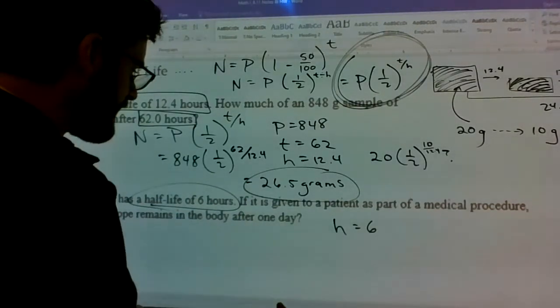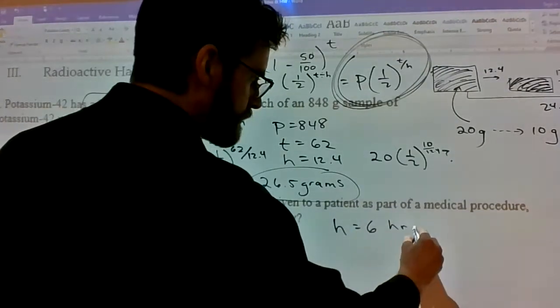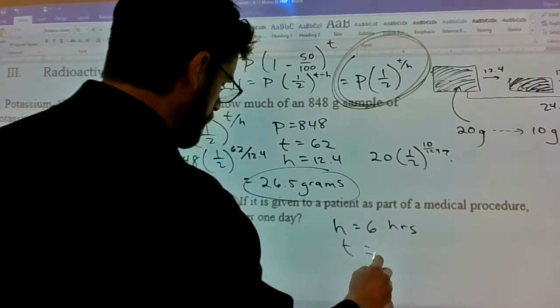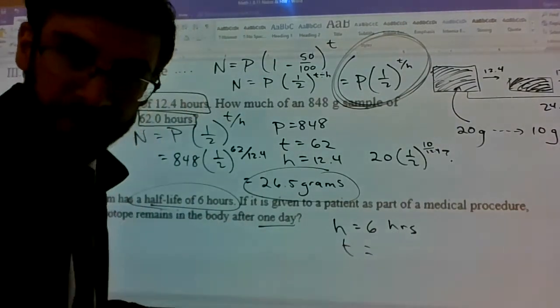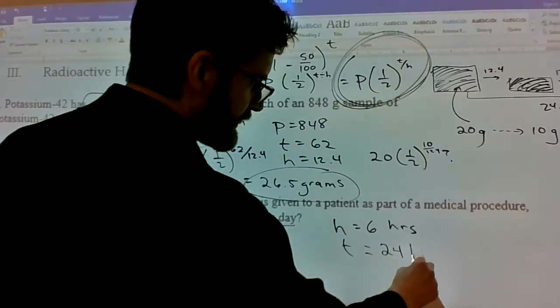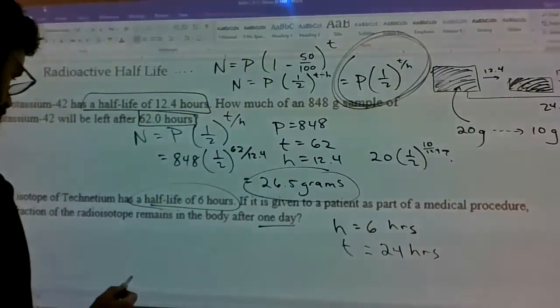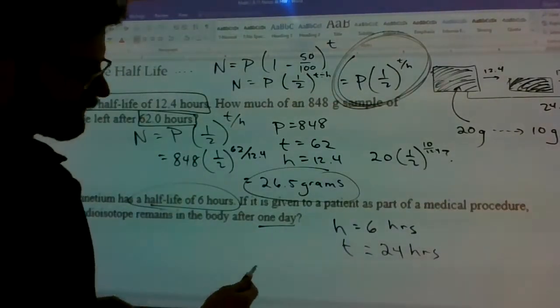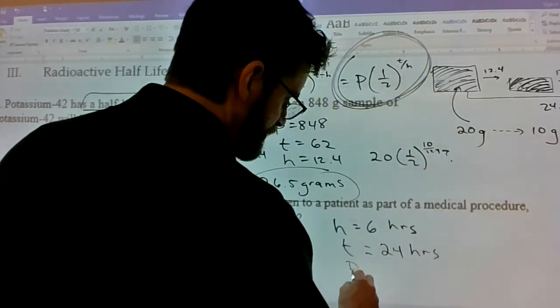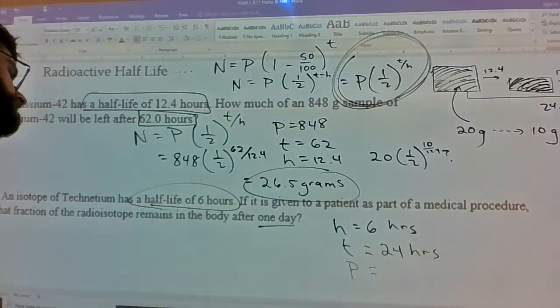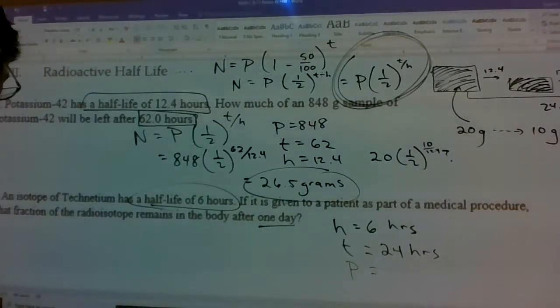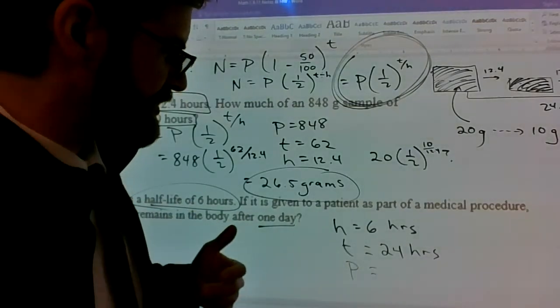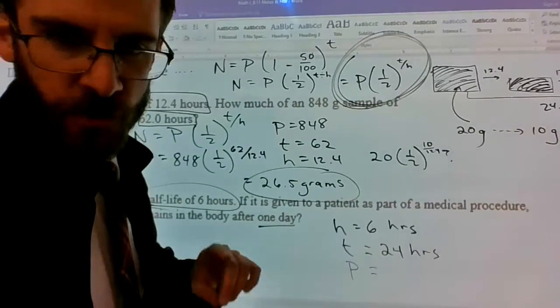Okay, so 1 day, this is hours. T represents 1 day? Well, I think if we put this in hours, we've got to put the other one in hours. There's 24 hours in 1 day. Oh, I see. Okay. And then this one doesn't actually give you a principal amount. I'm not going to give you a bunch of these in which you have to do more than just plug into the equation.